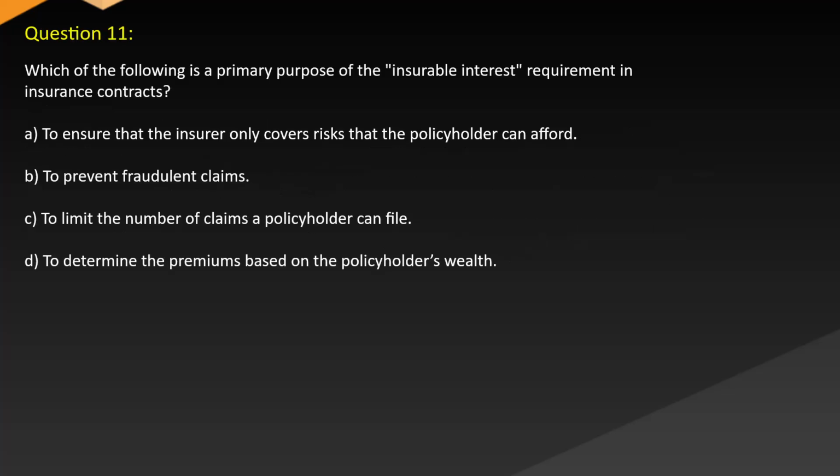Question 11. Which of the following is a primary purpose of the insurable interest requirement in insurance contracts? A. To ensure that the insurer only covers risks that the policyholder can afford. B. To prevent fraudulent claims. C. To limit the number of claims a policyholder can file. D. To determine the premiums based on the policyholder's wealth.